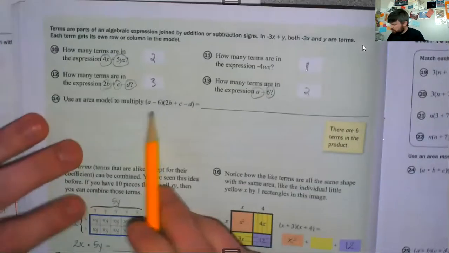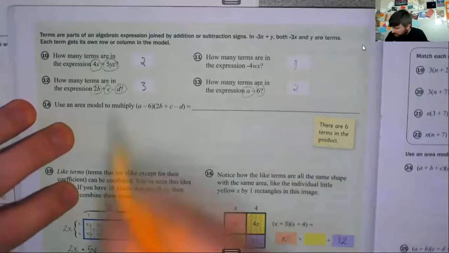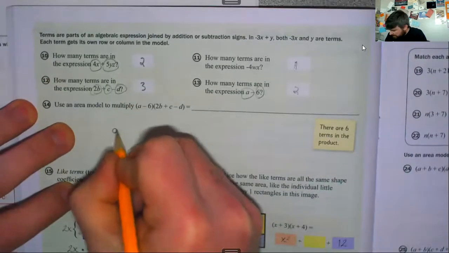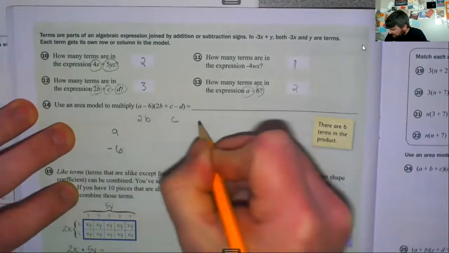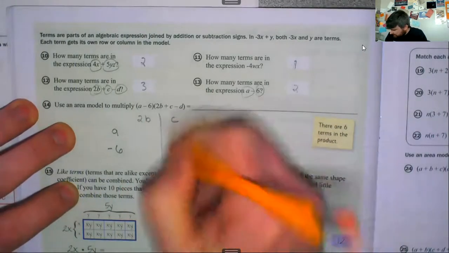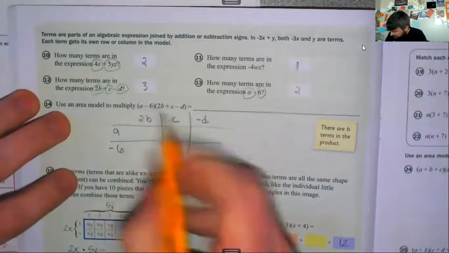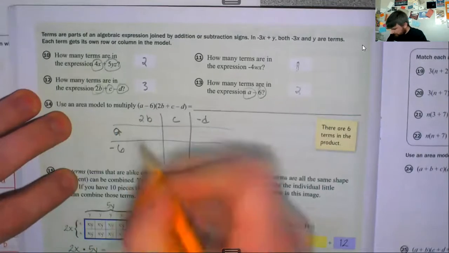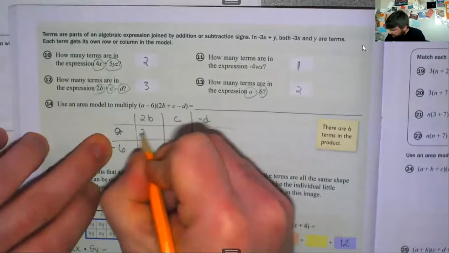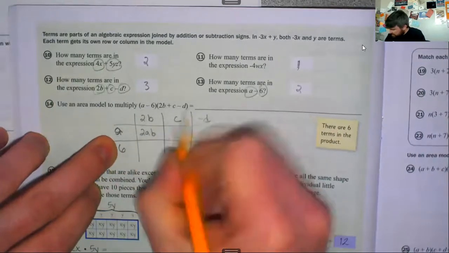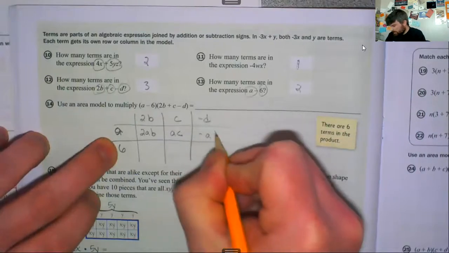Use the area model to multiply. There are 6 terms in this product, okay? So we have a and negative 6, 2b, c, and negative d. So this was a 2 term, and this was a 3 term, and this is an a, not a 9. Okay, so a times 2b is 2ab. A times c is ac. A times negative d is negative ad.